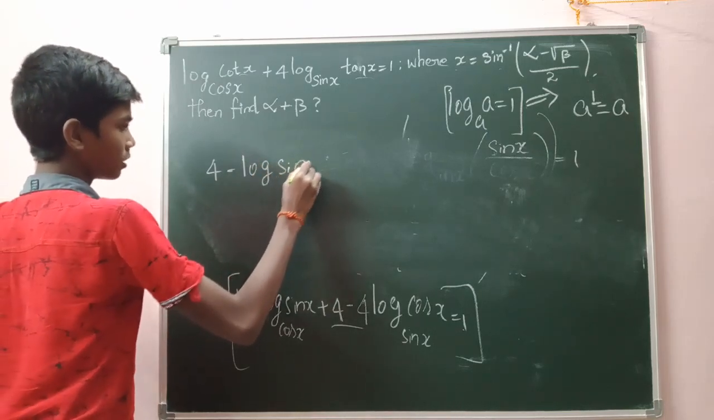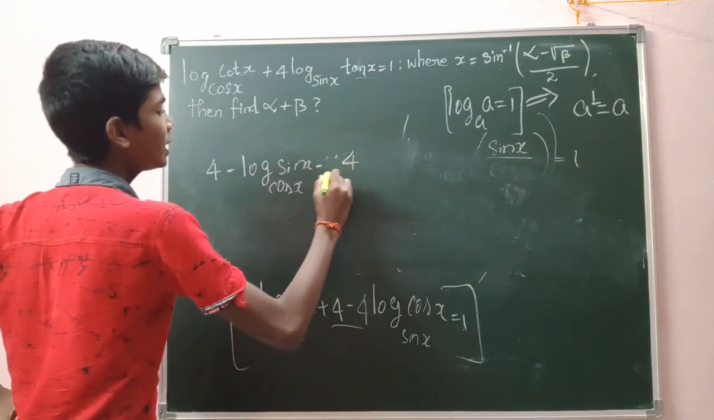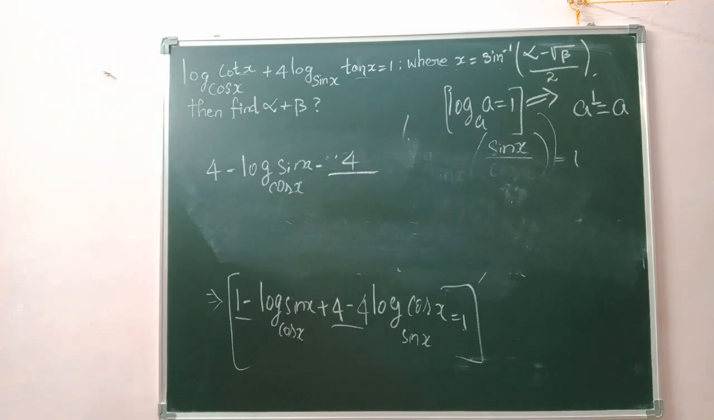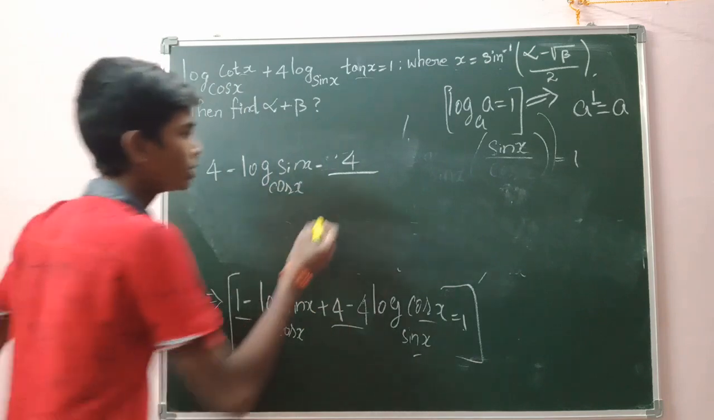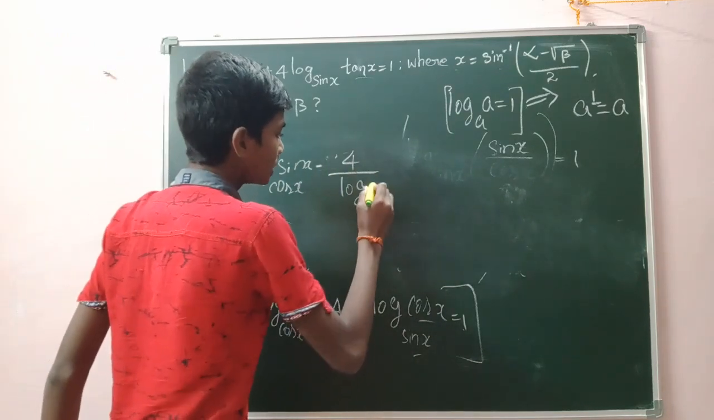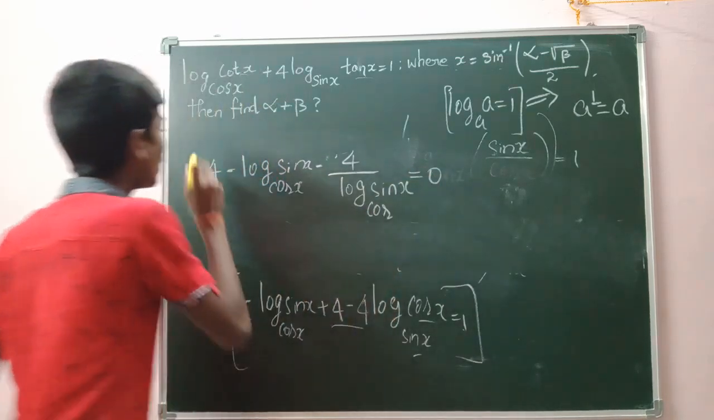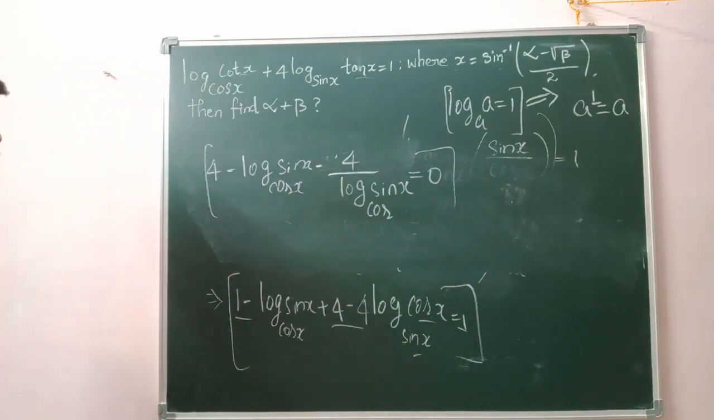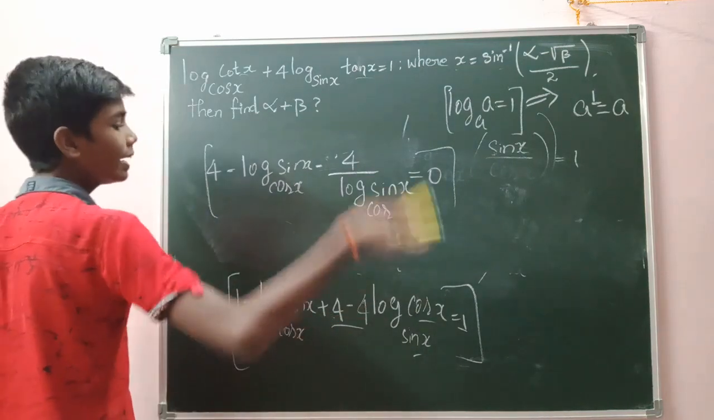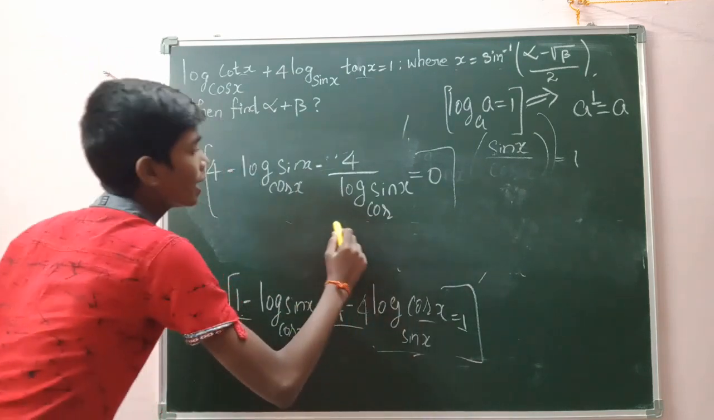log of sin x to the base cos x, and now use the same property. So here, 4 times log of cos x to the base sin x: just interchange your base and the inside value by taking the reciprocal. So you get 4 by log of sin x by cos x. Correct? And that will be equal to 0. Why 0? Because I took this 1 to this side. Basically here 1 plus 4 is 5, so when I take that 1 to this side, I get 5 minus 1, which is 4. Now these two terms are left out.